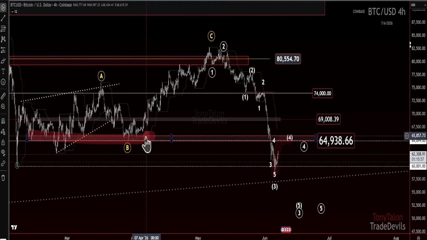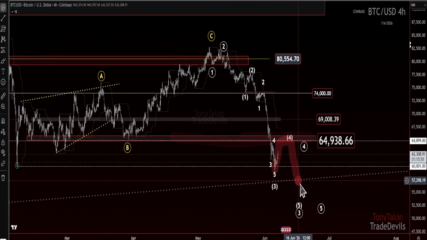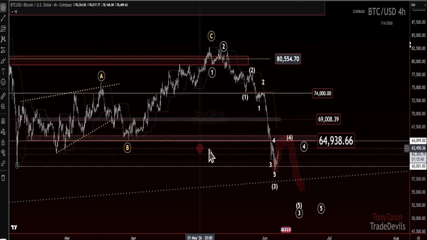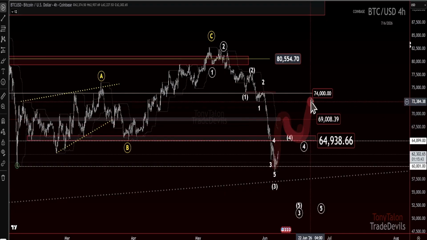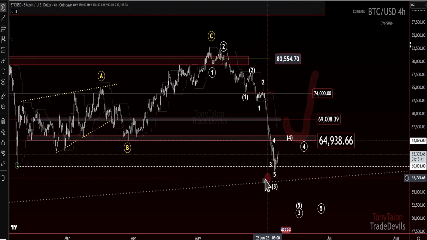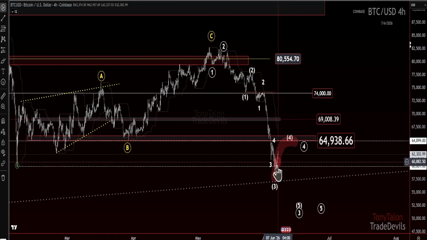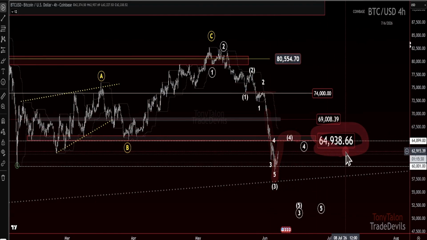As you can see, it's played as support in the past, so I do think if we end up coming here, it's going to be a rejection if we are in a wave 4, and we're going to continue down. If we do end up breaking above it, again, I'll be looking for a corrective move back to it and continuation to the upside. But for now, just based off the count, if we do end up coming down here, and if this move down is done, 65K is the level of interest to keep an eye on.